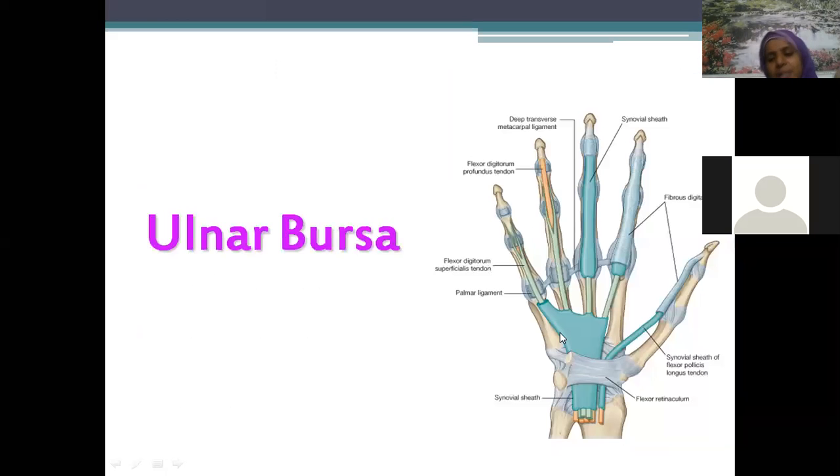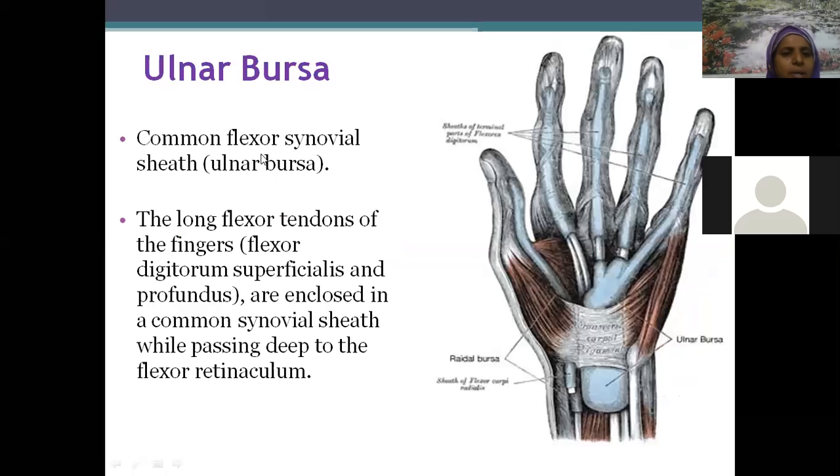So this is ulnar bursa. What are the tendons it is enclosing, beta, from the picture? Flexor digitorum superficialis, flexor digitorum profundus. Both are enclosed by this synovial sheath, which forms the ulnar bursa. So it is common flexor synovial sheath, ulnar bursa, for the long flexor tendons of the fingers. What are those? Flexor digitorum superficialis and profundus. They are all enclosed in a common synovial sheath which is passing deep to flexor retinaculum.